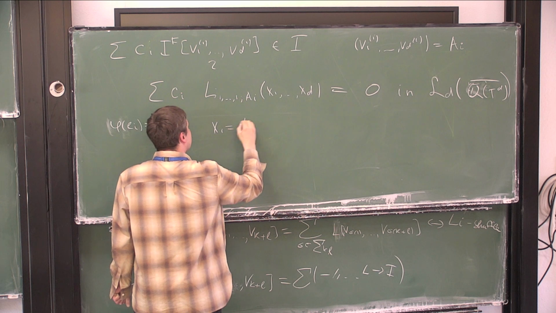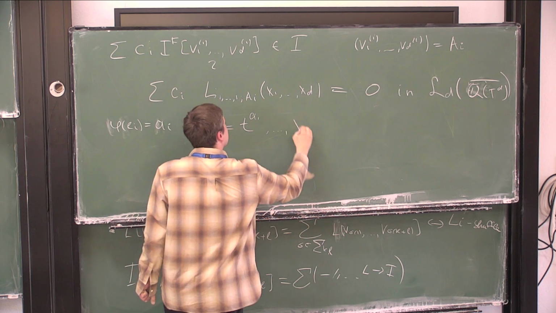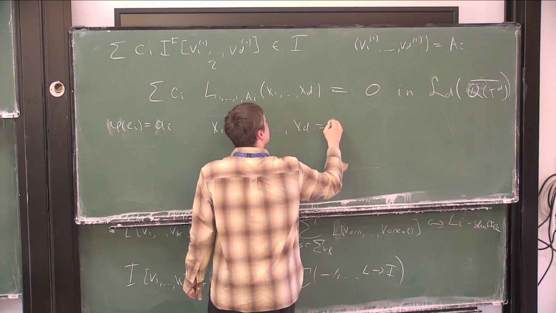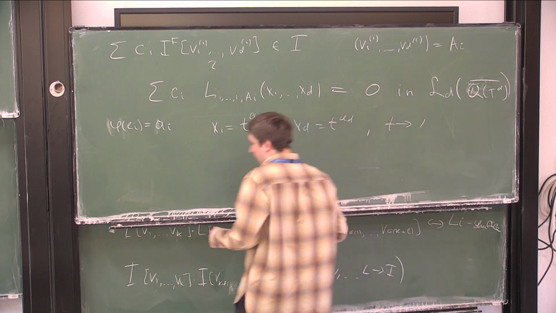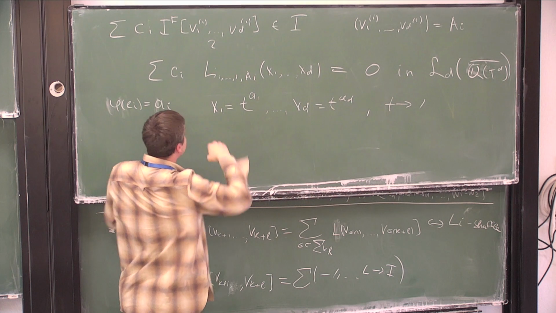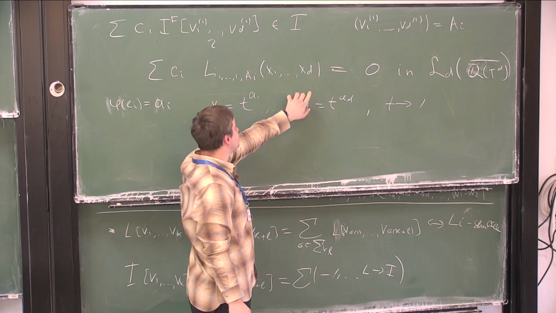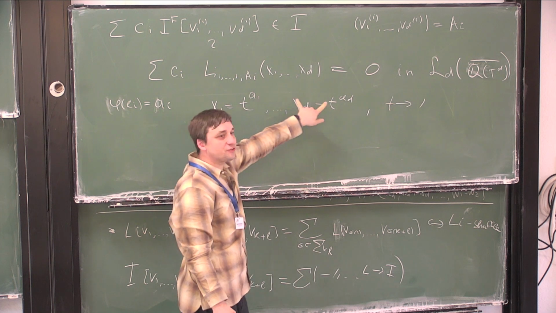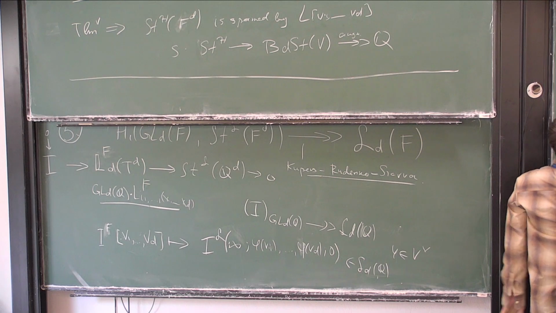So I want to take x1 to be ta1, xd to be tad, and I want to take t going to 1. The non-trivial thing that's happening there is that these functions at the point 1 are highly singular. So actually, the limit will depend on the choice of the parameters a1 up to ad.